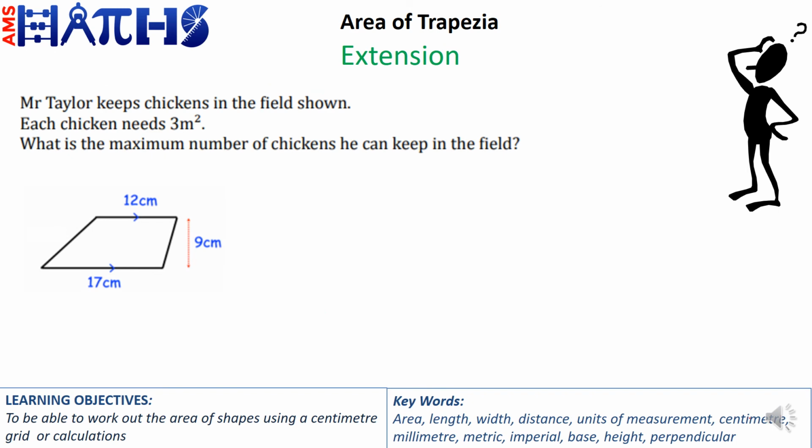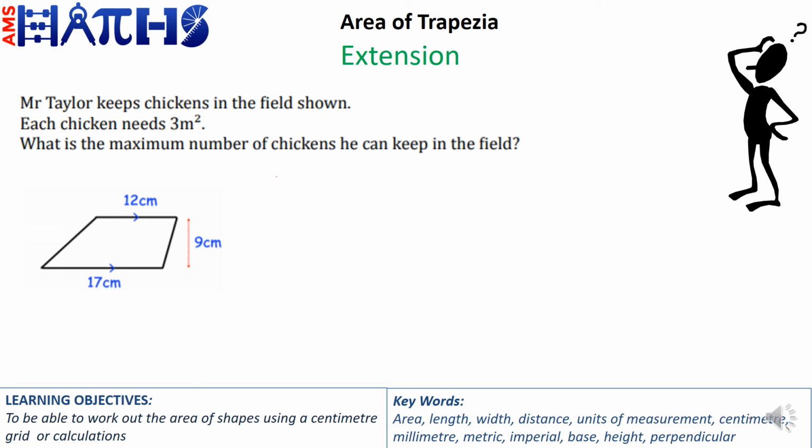Here's another extension problem. It says Mr. Taylor keeps chickens in the field shown. The shape of the field is a trapezium. It says each chicken needs 3 meters squared. So what's the maximum number of chickens he can keep in the field? First of all, we need to find out what area we are working with.